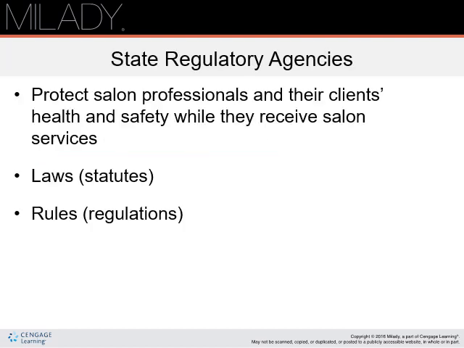State regulatory agencies exist to protect salon professionals and their clients' health and safety while they receive salon services. State regulatory agencies include licensing agencies, state boards of cosmetology, commissions, and health departments. Regulatory agencies require that everyone working in a salon follow salon-specific procedures.